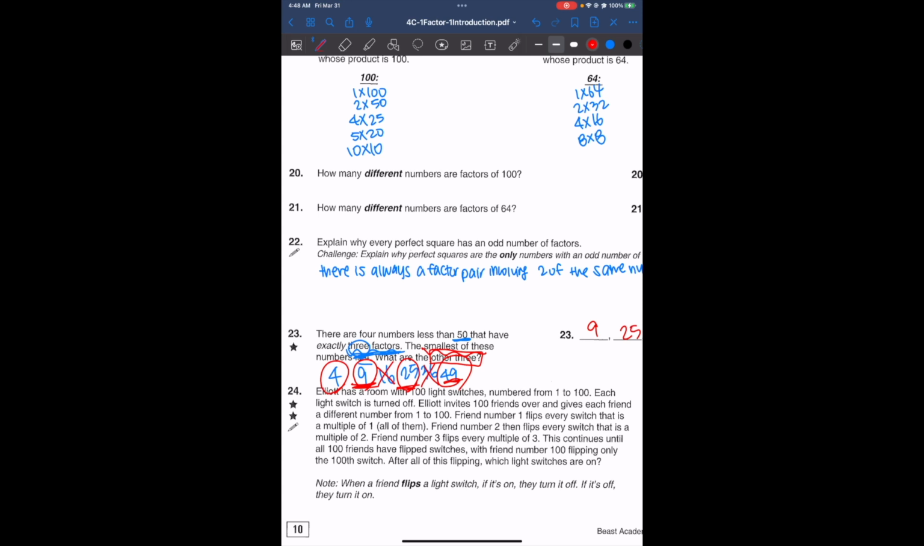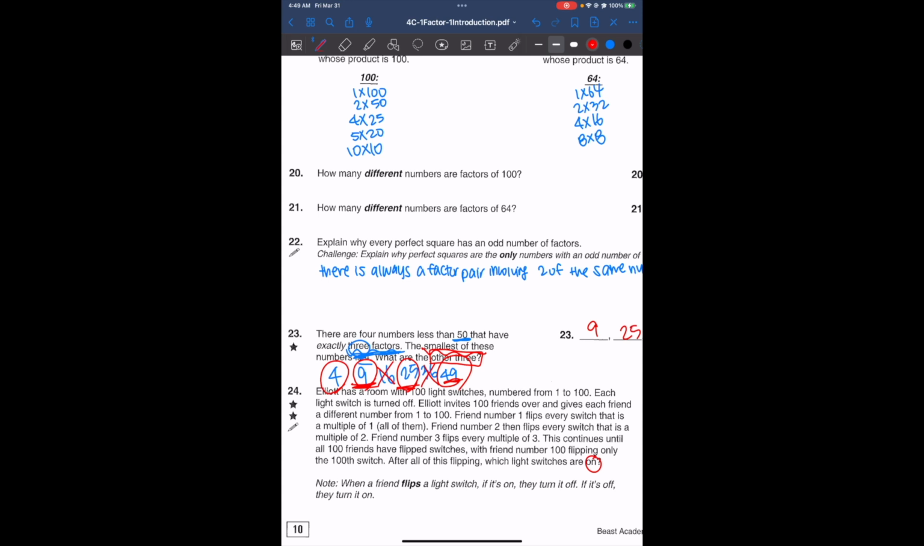And every other switch that's not a perfect square is going to have an even number of factors, and so eventually they're going to return back to their off state, the same as it started. So only the switches numbered with perfect squares are going to be turned on eventually.